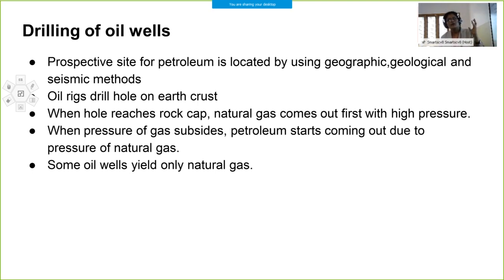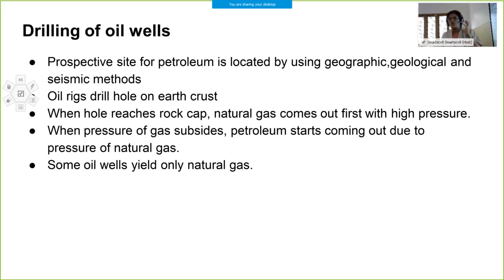So first of all, in getting out this oil, we have to find out the site or the location where oil deposits are found, and then using the oil rig, we drill a hole in the earth's crust, and first the natural gas comes out with high pressure, and after that petroleum, crude oil comes. So this is how we extract the oil from the earth's crust. I hope it is clear.